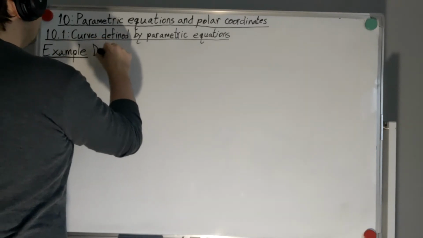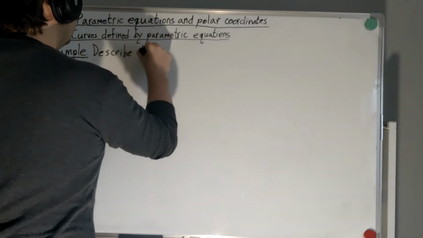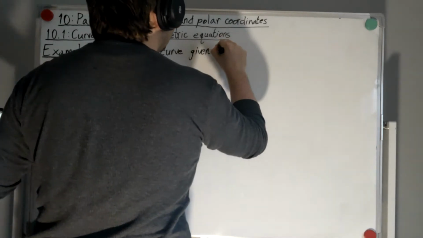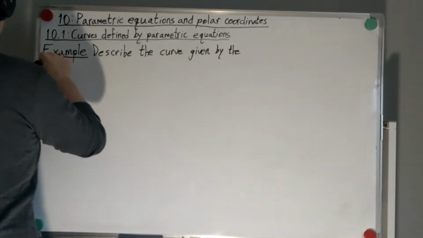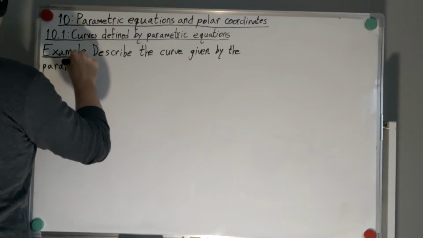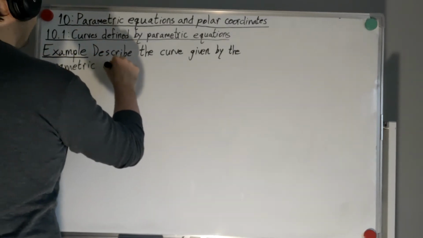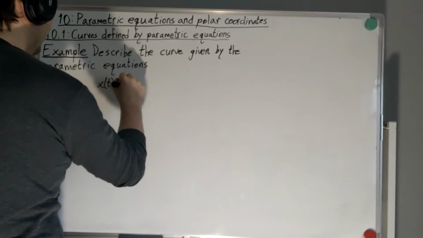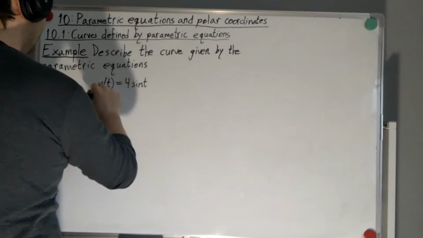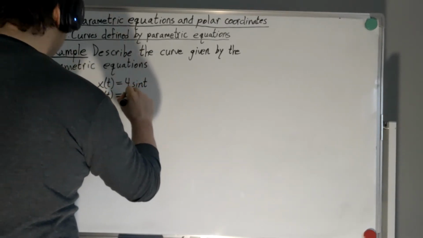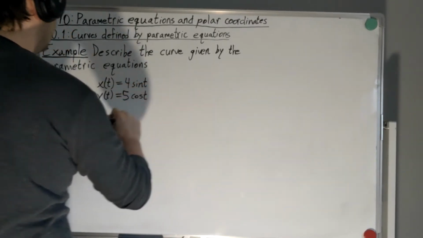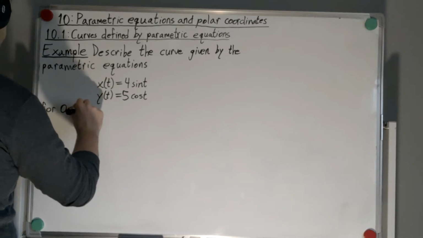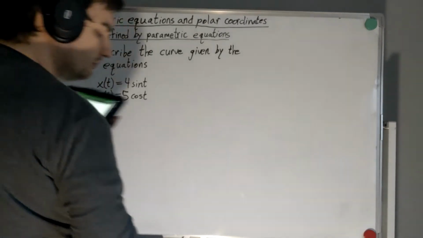So describe the curve given by the parametric equations x of t equals 4 sine t, y of t equals 5 cosine t, for t between 0 and 2 pi. Okay?